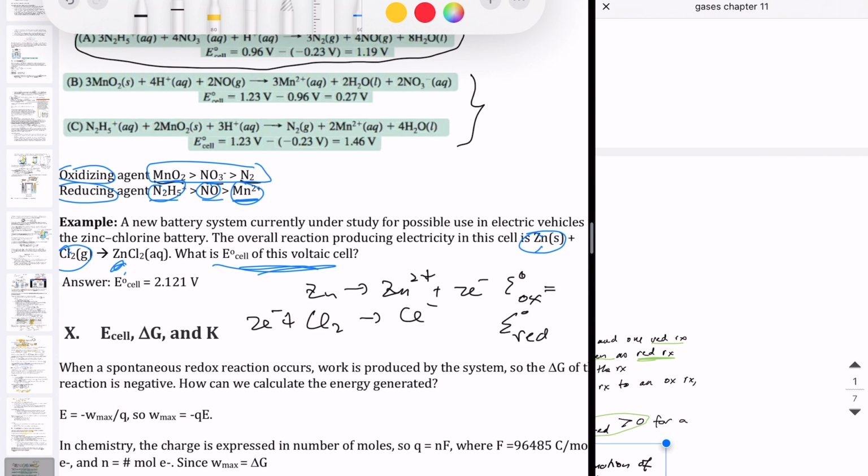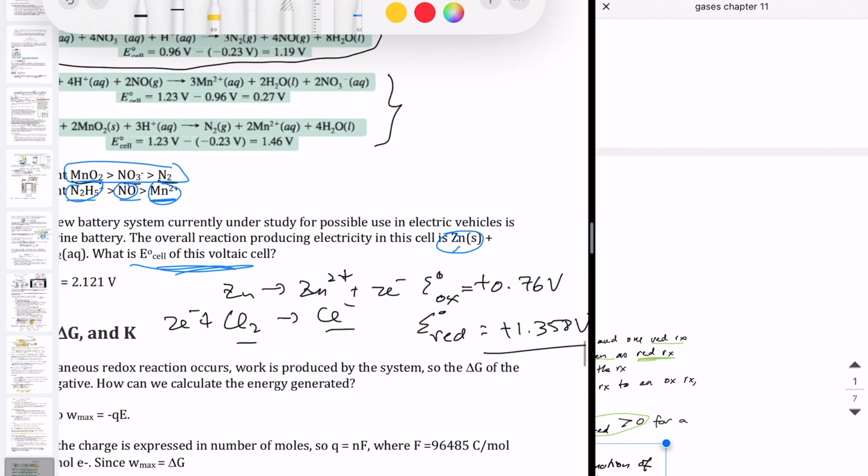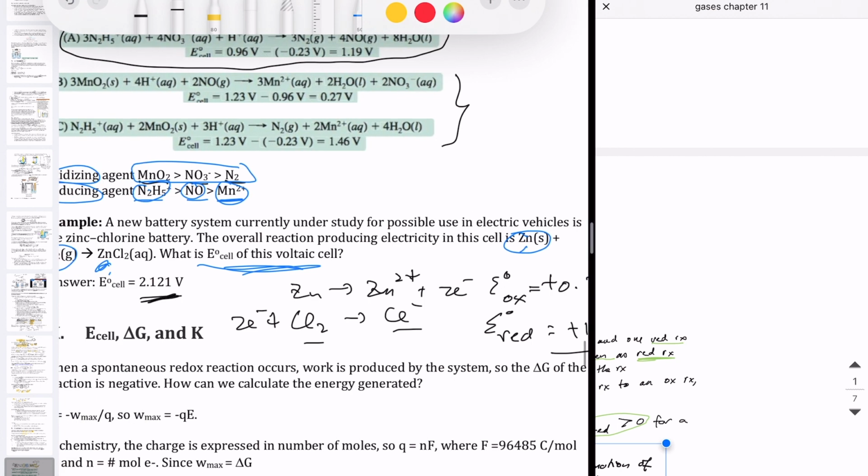Now, if you look it up on the table that I showed you before on that University of Rhode Island link, you should find that the oxidation for zinc is 0.76 volts. The reduction is negative 0.76 volts, but when you flip it to become oxidation, it's positive 0.76 volts. The reduction potential for chlorine going to chloride is actually given in that table, and it's positive 1.358 volts. So when you add these two numbers together, you should get a number that's about 2.1 volts, which is what this answer is.